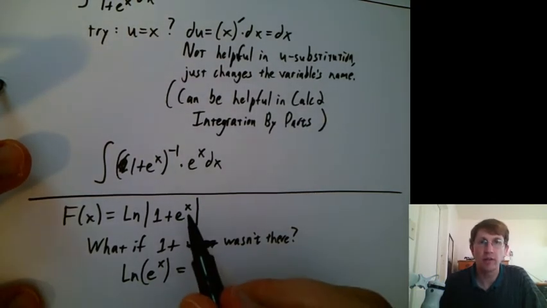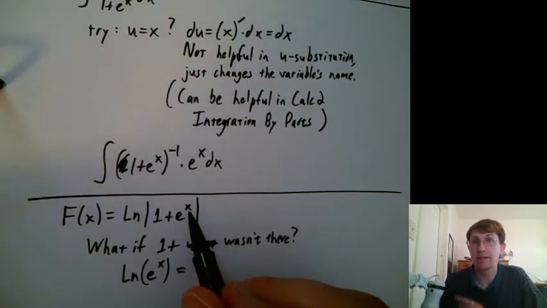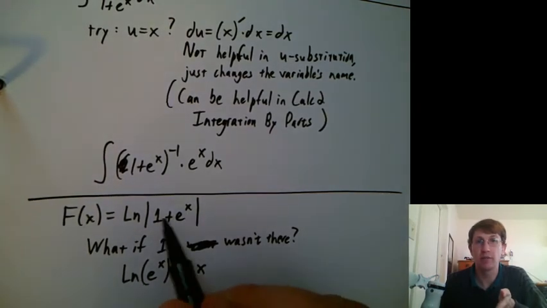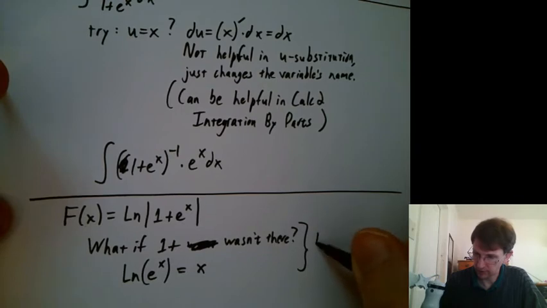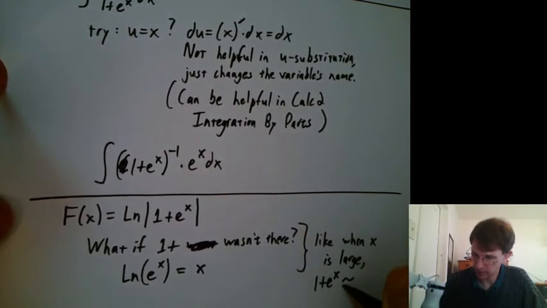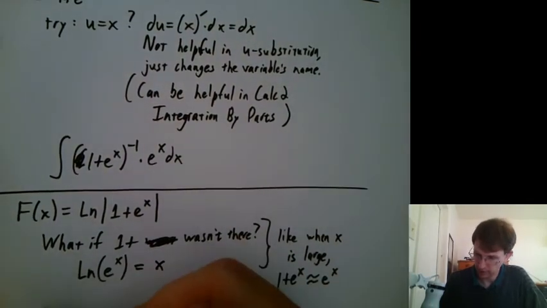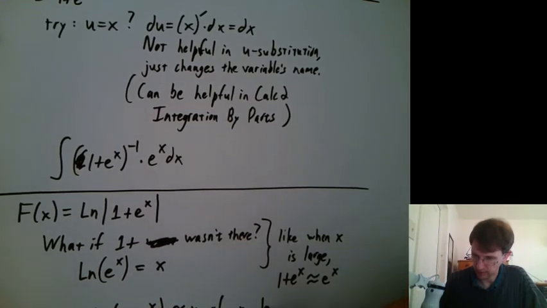And what values of x make it act as if the 1 plus almost isn't there? Well, if x is large, then e to the x is huge. Adding 1 to that doesn't really make much difference. And so log of 1 plus e to the x is basically log of e to the x, or x. So this is like when x is large. 1 plus e to the x is basically the same thing as e to the x approximately. So we can say log of 1 plus e to the x is roughly x if x is large.